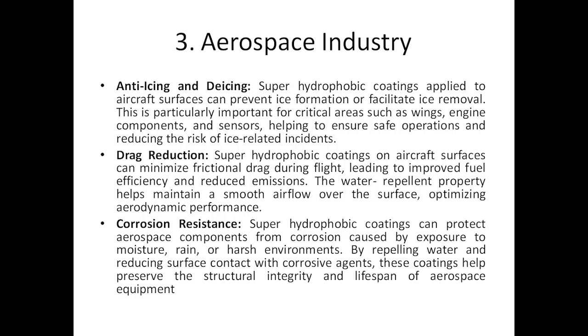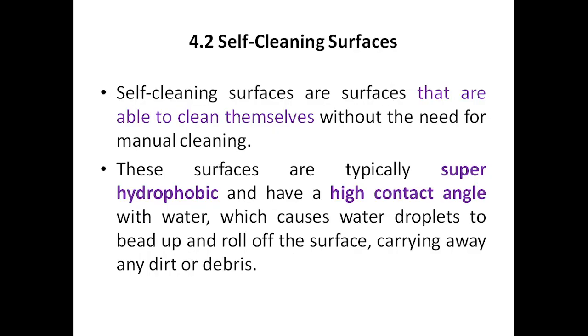Next, the aerospace industry: anti-icing and de-icing, which is very important for the wings, components and sensors. And then drag reduction, obviously the drag is very important, and it should be reduced so that we can increase the efficiency of the flight and the fuel efficiency. Corrosion resistance: wherever corrosion happens because of moisture, if the moisture is avoided by this particular coating, we can avoid the corrosion.